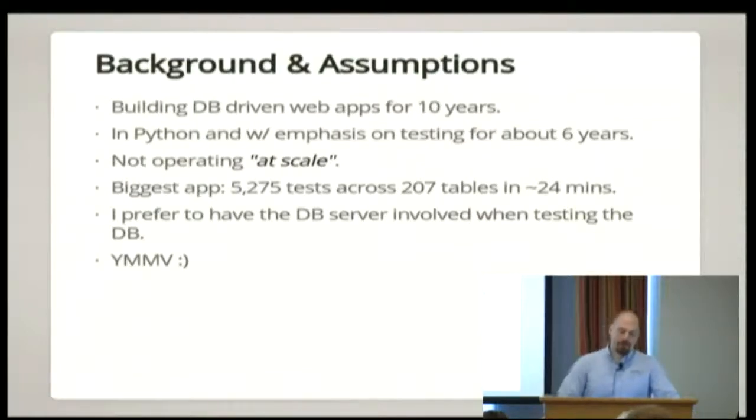Currently, we have over 5,000 tests across 207 tables. A lot of those tables are highly integrated with each other, a lot of relationships. It takes about 24 minutes to run all of our tests, which isn't ideal, but when you consider that a lot of those tests are actually running multiple tests in the same test method or test function, our test numbers are really probably up around 25 or 30,000.